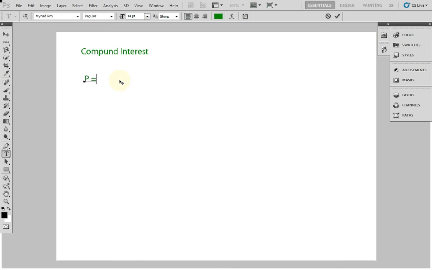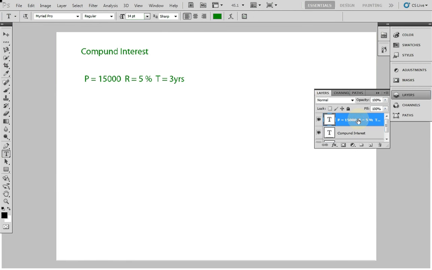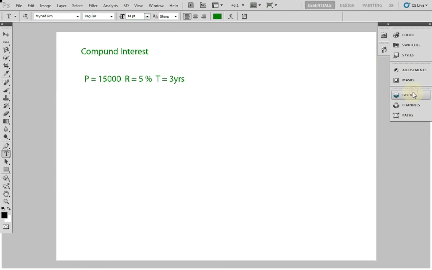P is given, principal is given as 15,000 as in the previous question. Rate of interest is given as the same 5%, and time is given as 3 years. Okay, as this is also the same, let's also calculate simple interest here, so that you can easily understand the difference between simple interest and compound interest.